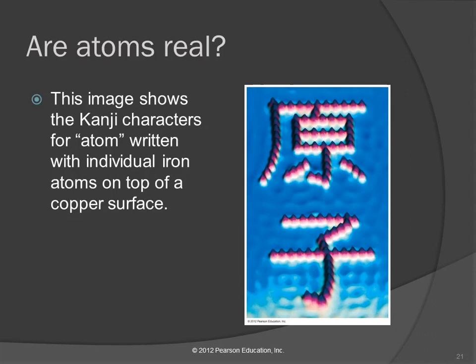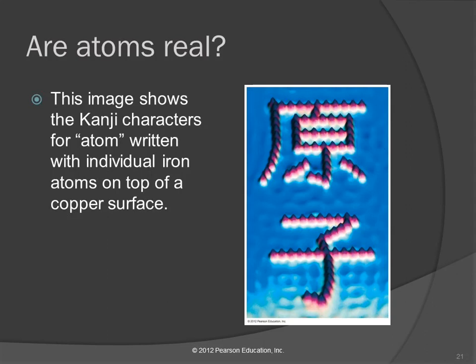But here, these are the Japanese kanji characters for the word atom. And they made this using individual iron atoms on a copper surface. So this is the kind of stuff that a chemist thinks is fun. I've also seen them spell out things like IBM and do your homework. Now, doing that, obviously, it takes a fair amount of effort and specialized equipment to make those letters out of atoms. But it makes for cool pictures to show students.